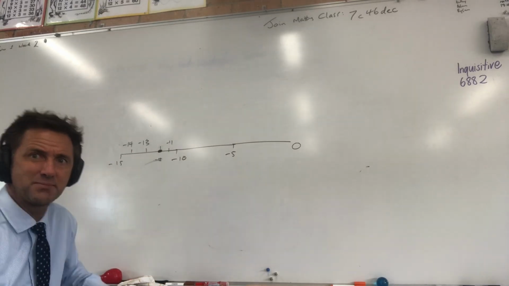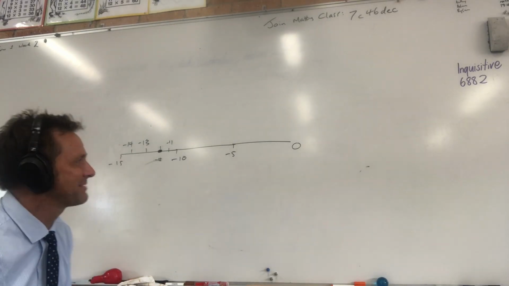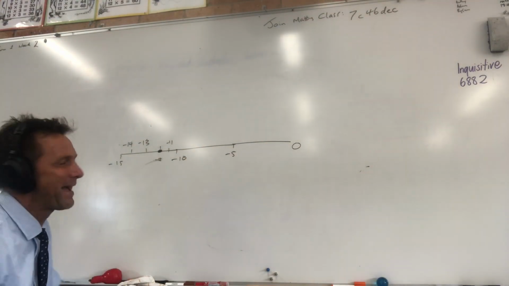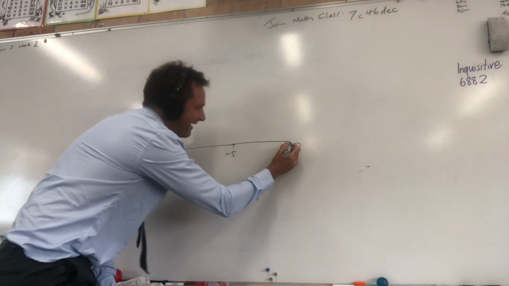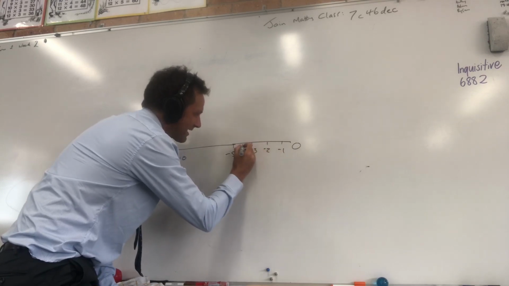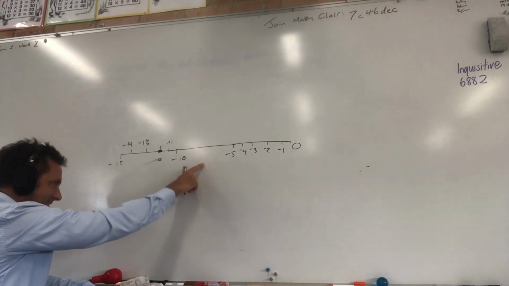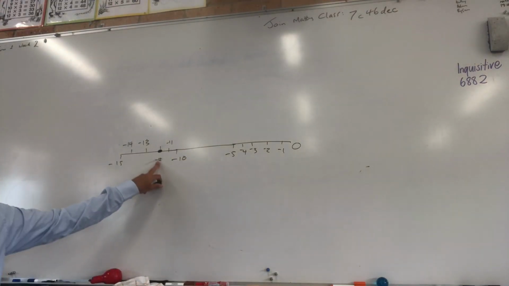Now, I feel like I've jumped ahead a bit because we're talking about negatives, aren't we? So I better go back a bit. Remember, with negatives, the numbers go backwards. So you'd have 0, negative 1, negative 2, negative 3, negative 4, negative 5, negative 6, negative 7, negative 8, negative 9, negative 10. And so that number there would be negative 12.